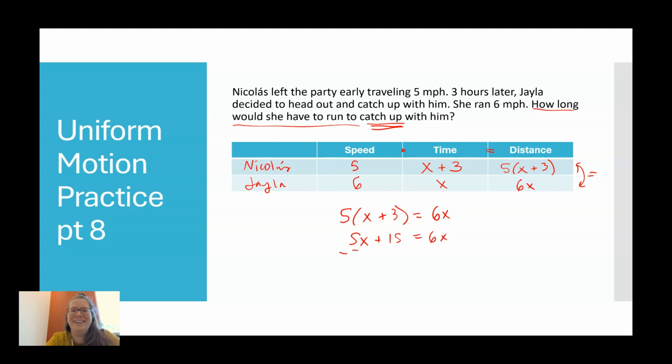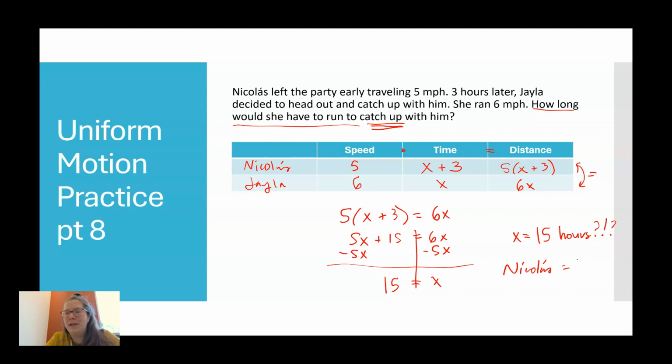Oh, God. These problems are absurd because, look, we've got 6x minus 5x leaves me just 1x. So my answer is 15, which means Jayla in this problem has been running for 15 hours. And Nicholas has been walking for 15 plus 3, 18 hours. Crazy, absolutely absurd. But given the ridiculousness of the problem, true here.